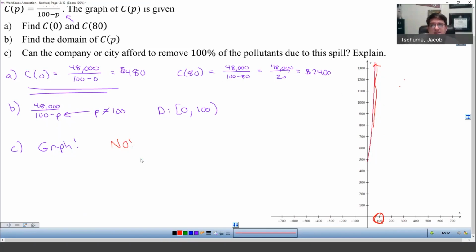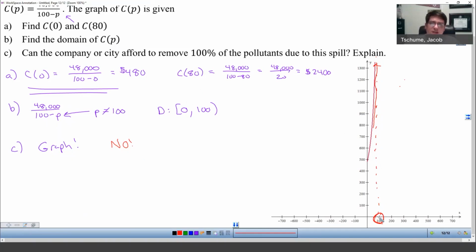The reason for that is since 100 does not exist on the bottom, there's probably, and I'm going to draw it best I can, a vertical asymptote at x equals 100, or in this case, P equals 100. So that's what causes the giant rise in cost.